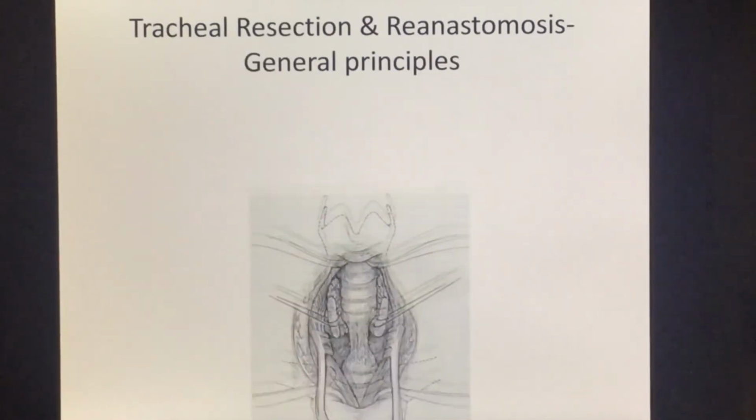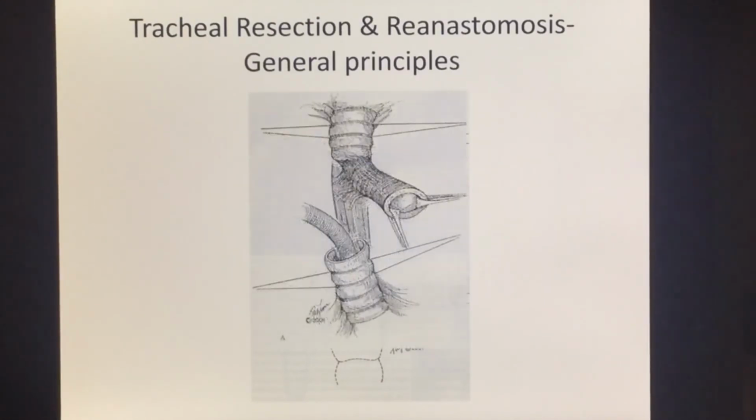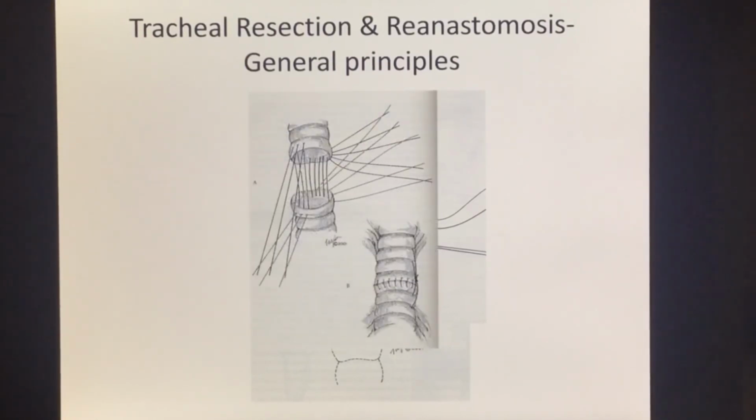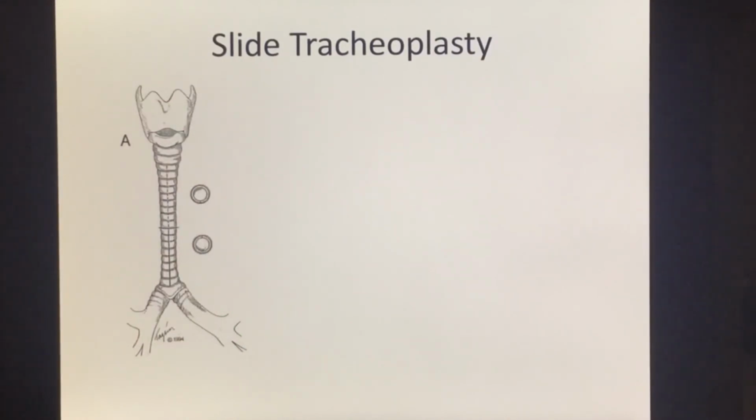So tracheal resection and reanastomosis, the general principle is that there is a segment of stenosis that you cut out and then you reanastomose the distal segment to the proximal segment using sutures. In order to do this, you have to have enough mobility of the inferior segment to pull it up. If you do not have the allowable mobility of the inferior segment due to the length of the stenosis, a slide tracheoplasty could be indicated. This is usually for long segment tracheal stenosis.